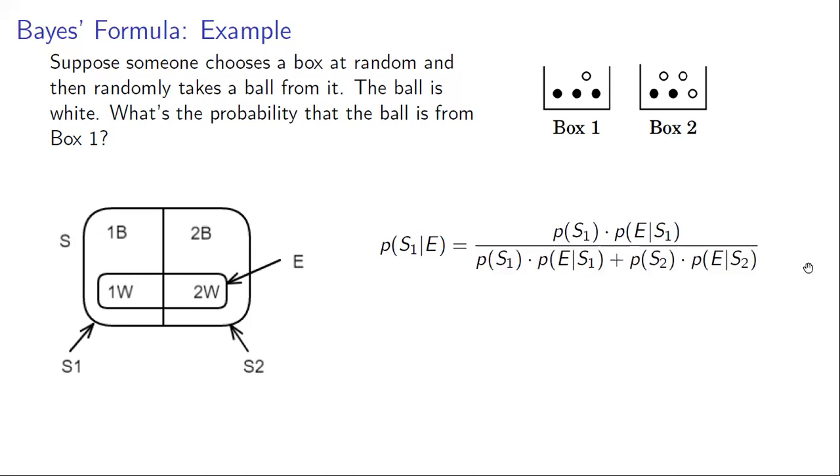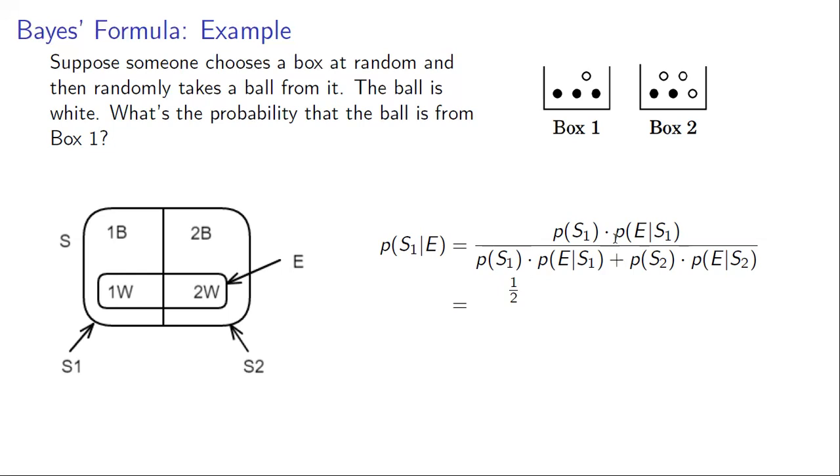Okay, so here we just use Bayes' formula. Now we have to plug in the appropriate values. What is the probability of S1? In other words, what's the probability that the person randomly chooses box 1? Well, it's random. There are 2 boxes. It's totally random, so it's 50%, 1/2. So the probability of S1 is 1/2.